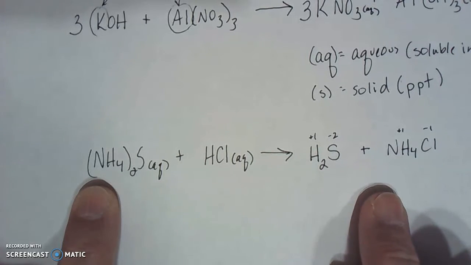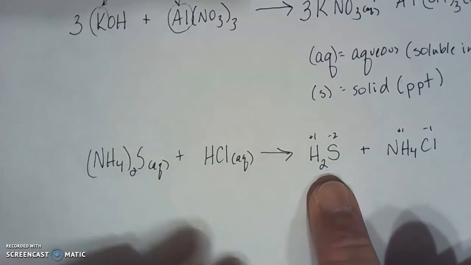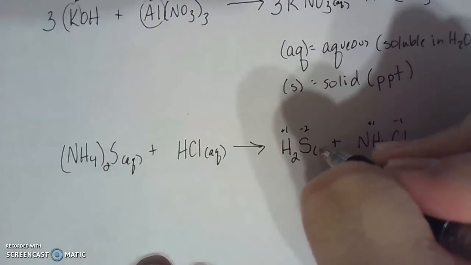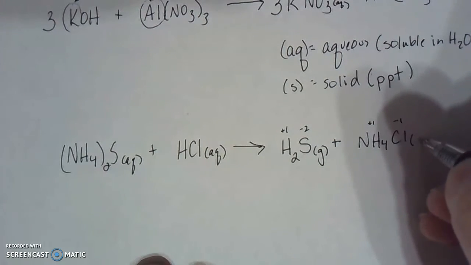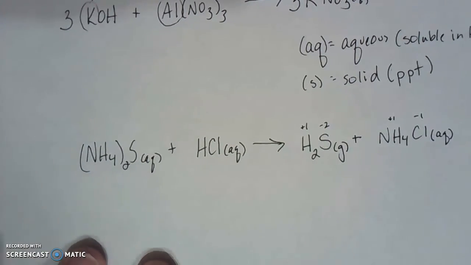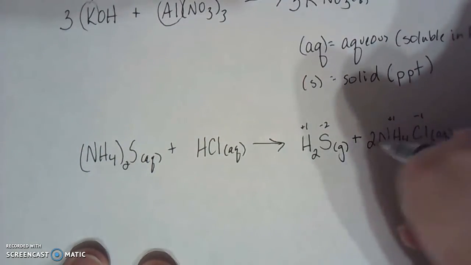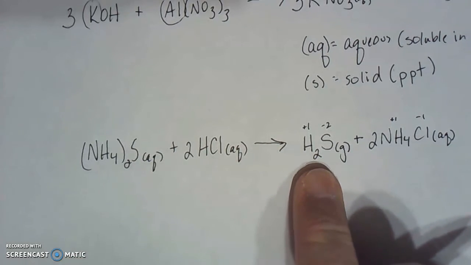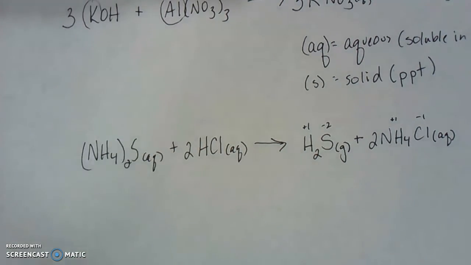Now, hydrogen sulfide, this we just have to know that's one of our gases up here. And all ammonium compounds, for the most part, are soluble. So now all we have to do is balance this by putting a 2 here and a 2 there. But you just have to recognize that there are 3 gases that are possible. So go ahead and try the problems that I sent you on the worksheet.